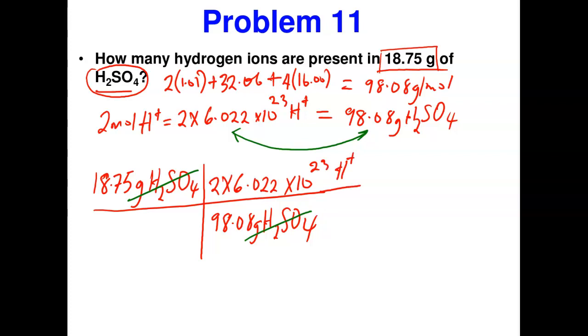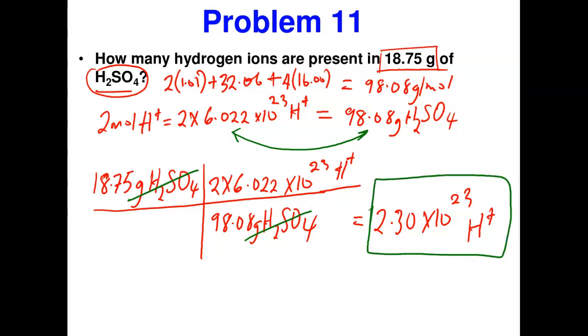When you punch this in your calculator, what do you get? You get 2.30. Let me make that neat. So you're going to get 2.30 times 10 to the 23 hydrogen ions contained in this particular mass of sulfuric acid.